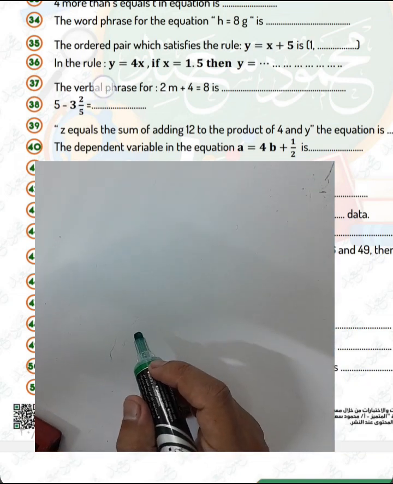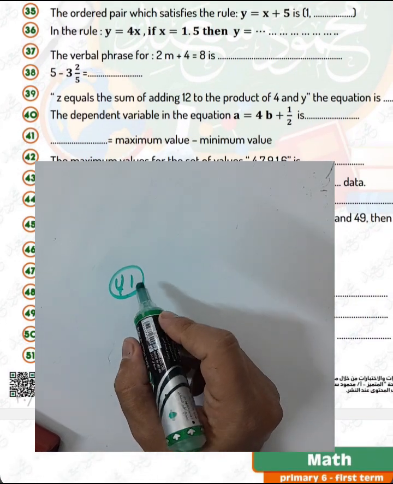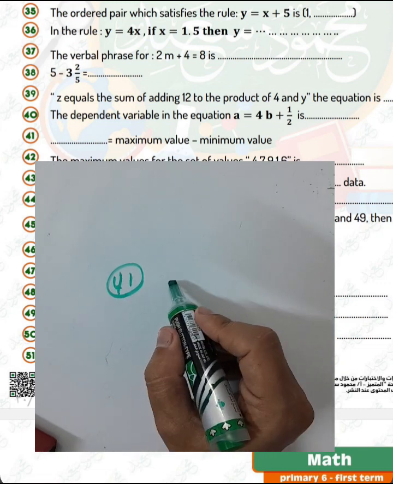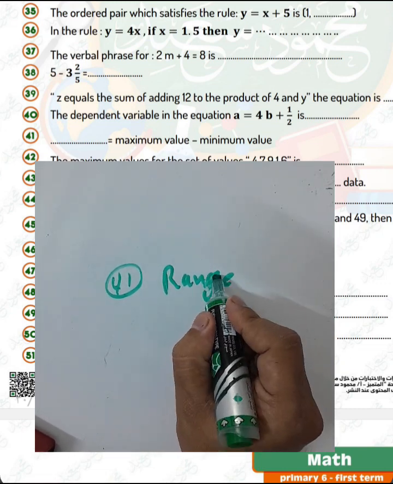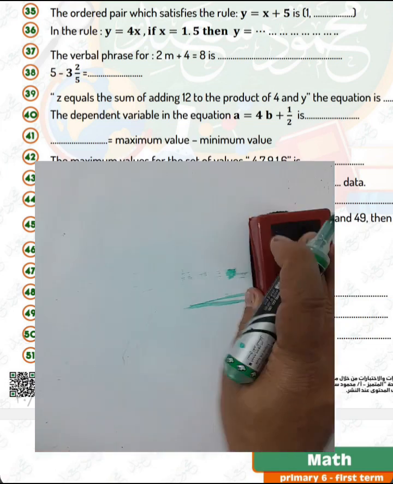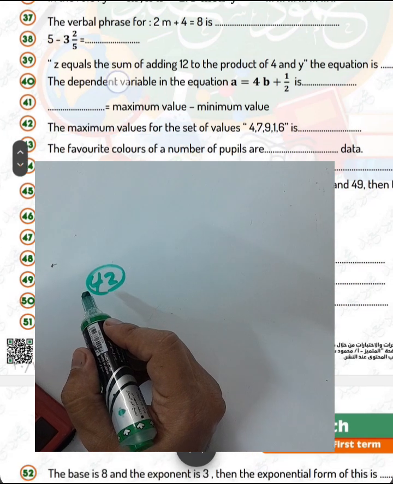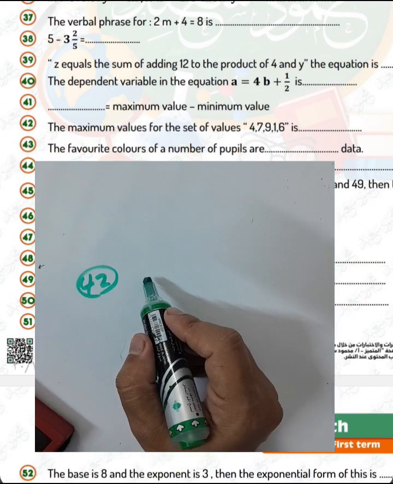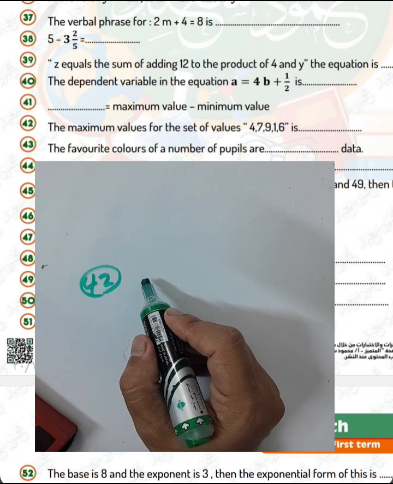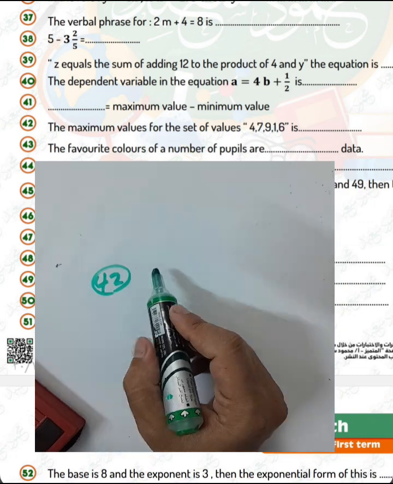Question 41. Something equals maximum subtracted by minimum. It will be the range. The range equals maximum subtracted by minimum. Question 42. The maximum value of these numbers here, we must write the maximum number here. Okay, it will be 9. 9 is the maximum.